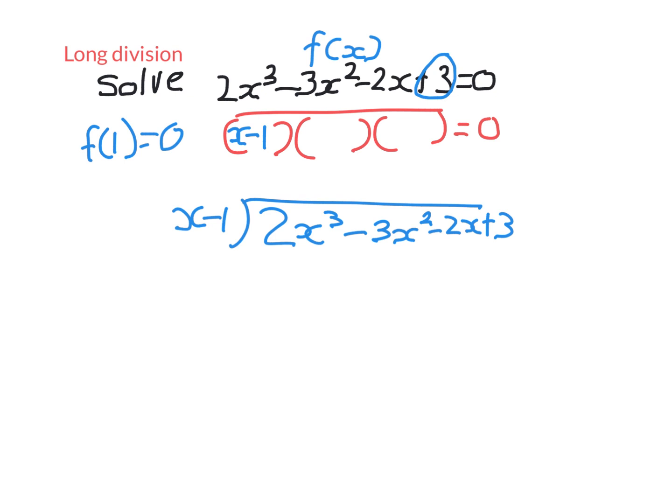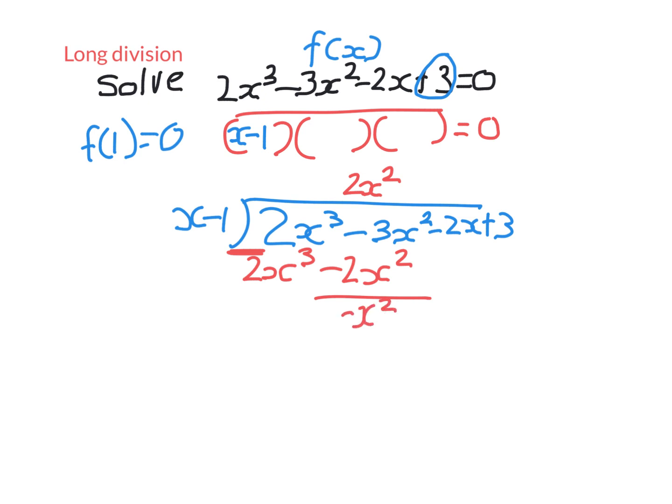And then we always start by doing leading term divide leading term. So 2x cubed divided by x is 2x squared. So whenever we get a term up here, we multiply it by this: 2x squared times x, and then we go 2x squared times negative 1. We now calculate the remainder by subtracting. So negative 3 subtract negative 2 is negative 1, so we get negative 1x squared.